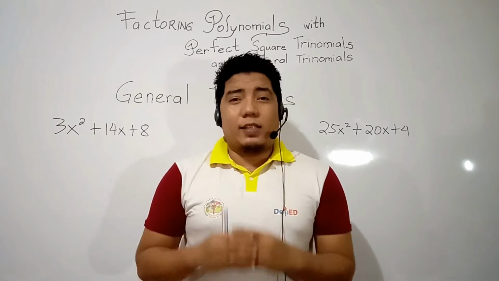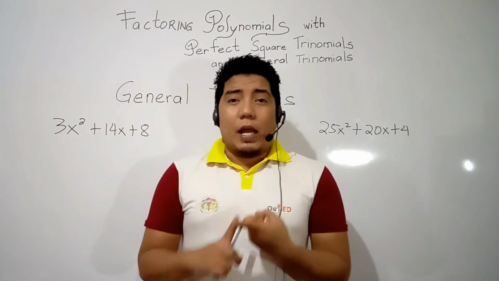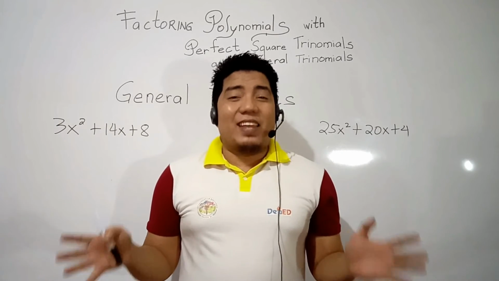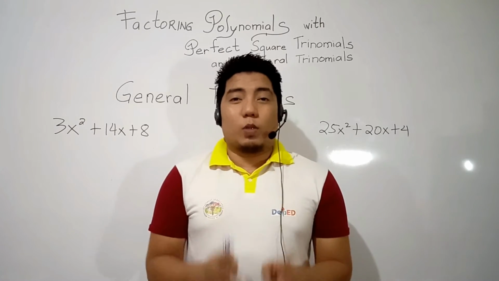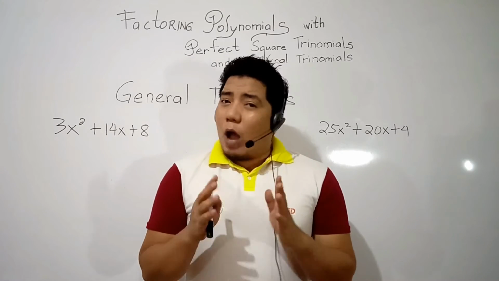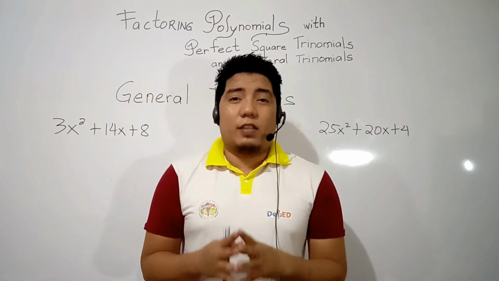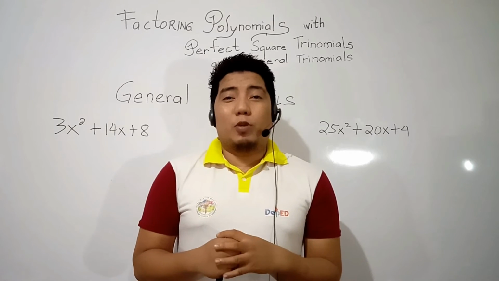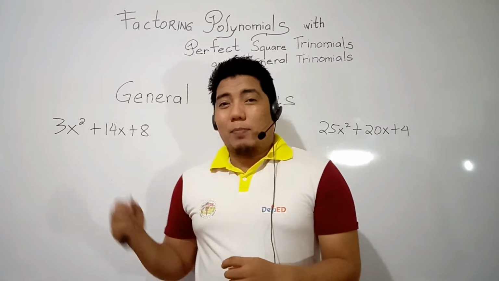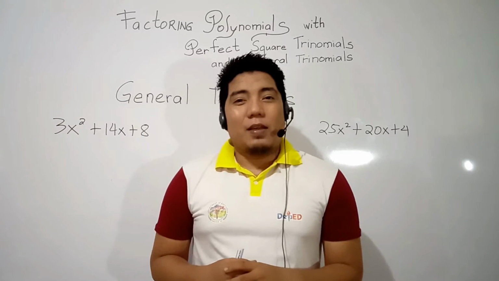Well, I will say this to you, math learners, that there are two ways to solve this one. Number one is by trial and error, using the FOIL method. And the second one is what we call the groupings. Now, I will not teach you anything about trial and error because that is very tedious and sometimes it's going to make you lose all your motivation in answering the problem. So I will teach you the faster way, and that is the grouping method.